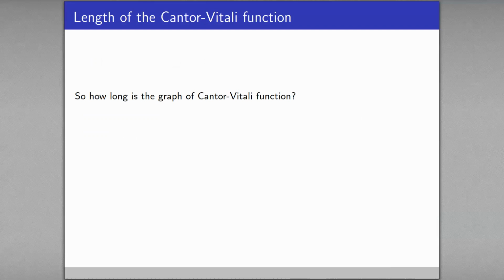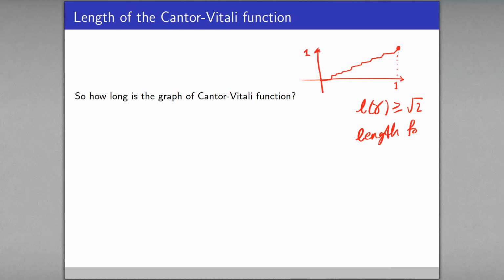fact about the length of the graph of the Vitali Cantor function. So remember, I had this not so accurate picture of how the Cantor-Vitali function works. My axes are differently scaled. So this is 1, 1. So we know this graph goes up there. We know that the length of this is at least √2. And we know that the length formula fails, just because the derivative of gamma prime exists.